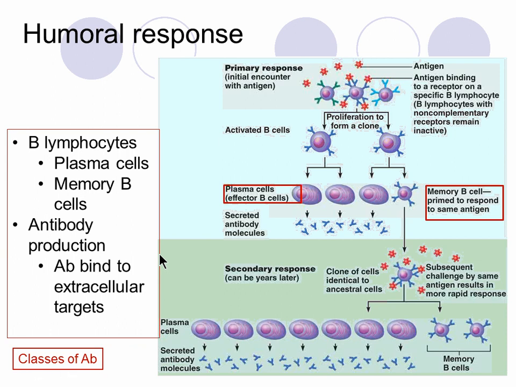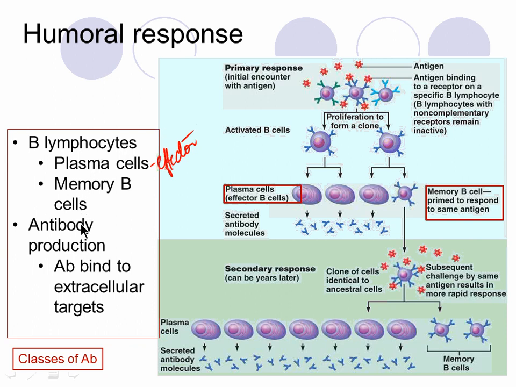So let's look at the first of the specific responses, which is the humoral response. So some things to remember in the humoral response. The first is it's carried out by B lymphocytes. And these B lymphocytes, you'll see, when they clone and multiply, form effector cells, which are called plasma cells. So these are the effector cells. And then they form memory B cells, which will react faster during a secondary response.